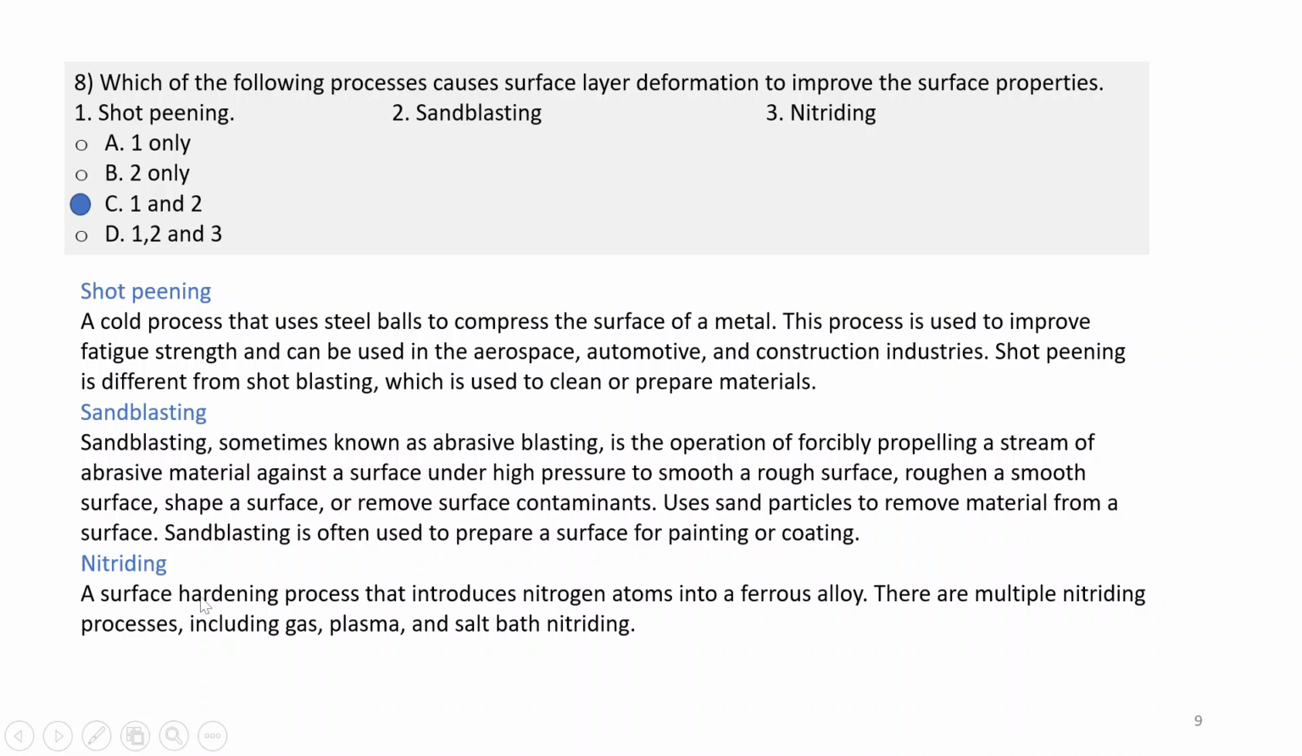Nitriding is a surface hardening process which introduces nitrogen atoms into a ferrous alloy. And there are multiple nitriding processes including gas, plasma, and salt bath nitriding.